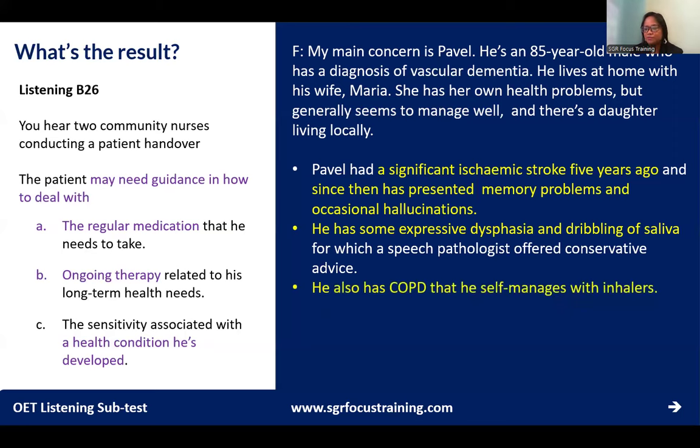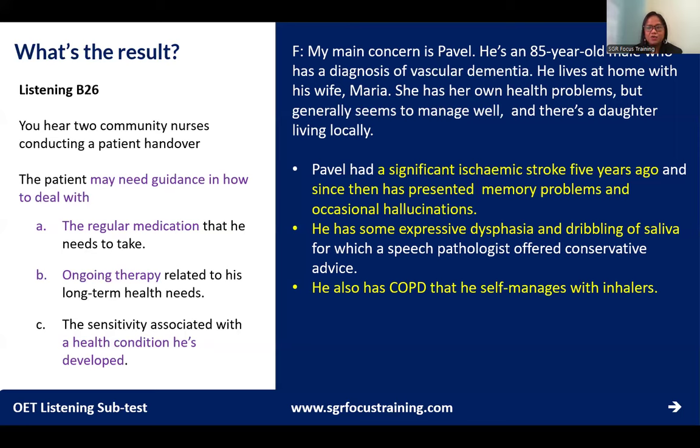Again, we continue listening. We were also informed that Pavel has COPD that he manages with inhalers, okay? We've got the word inhaler, which is a therapy. And then it's related to his long-term need, which is COPD. So we heard everything about letter B there. The therapy is inhaler. Long-term need is COPD, but it is still not the right answer.